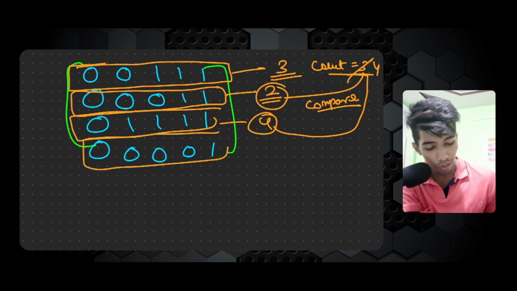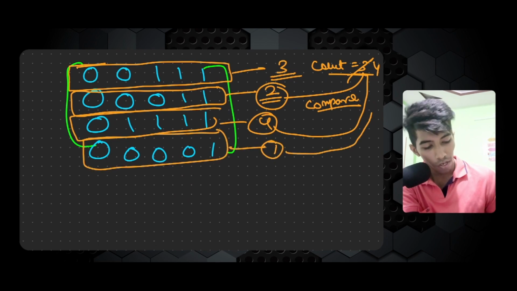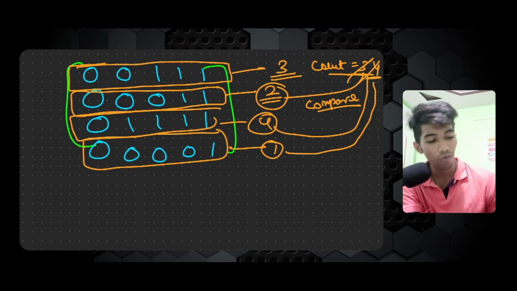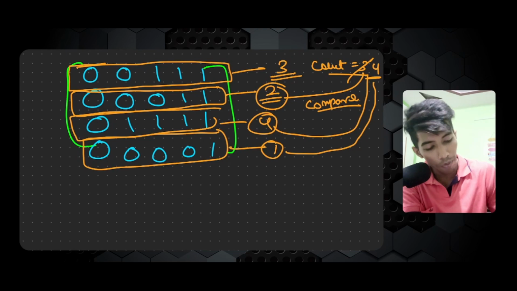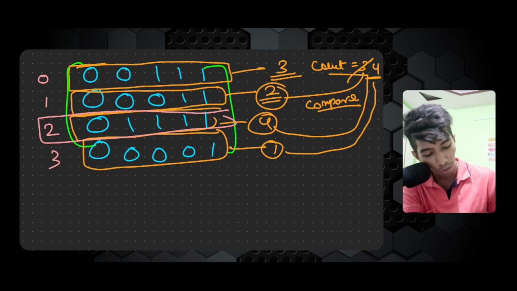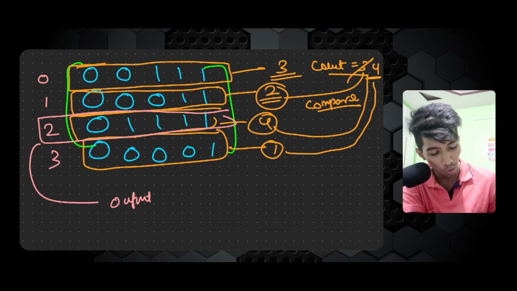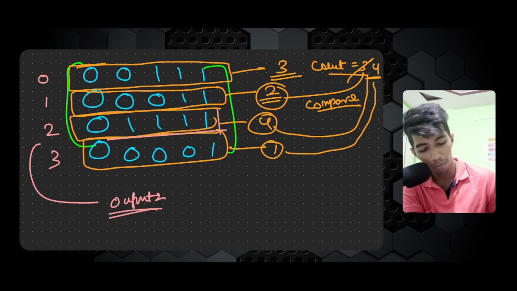Now we will compare this thing here, 1, with this particular count. It will be 4 only. It will not be changed to 1 because 1 is lesser than 4. Now if we write the index of this, we will be returning this particular answer. So my output will be 2, because 2 contains the maximum number of ones.